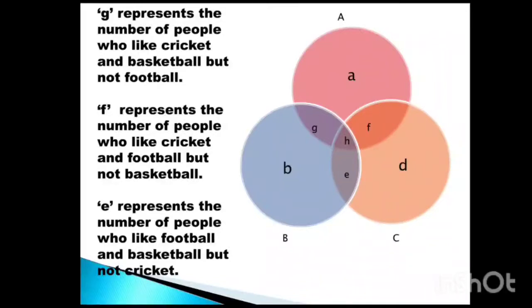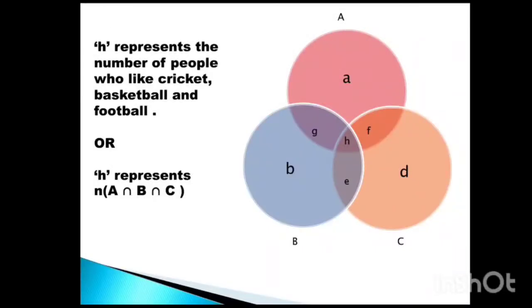And G represents the number of people who like cricket and basketball but not football. F represents the number of people who like cricket and football but not basketball. E represents the number of people who like football and basketball but not cricket.